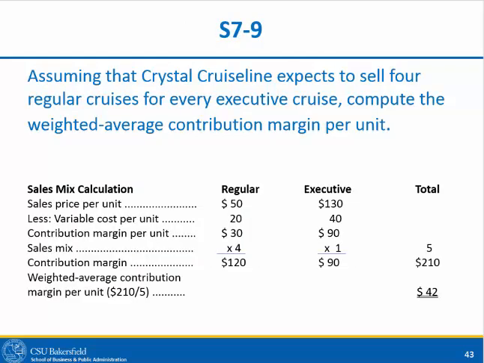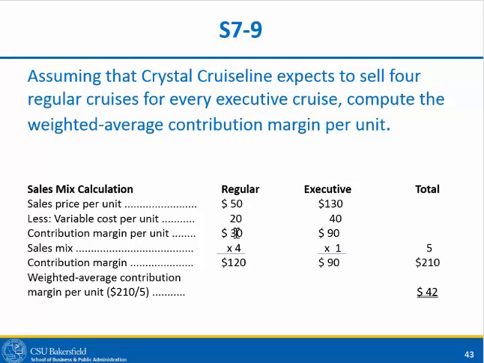The first thing we need to do is find the weighted average contribution margin per unit. The idea is going to be similar. We're going to set up one column for regular, one column for executive, and one column for total in the basket. Let's review the regular one. We have $50 sales price per ticket, and the variable cost per unit is $20. Therefore the contribution margin per regular ticket is $30. And the sales mix, as I said, is 4:1. So we have one basket.